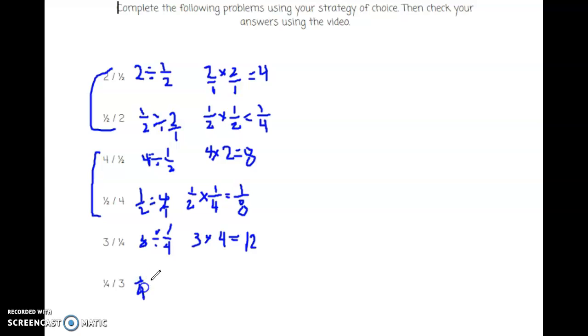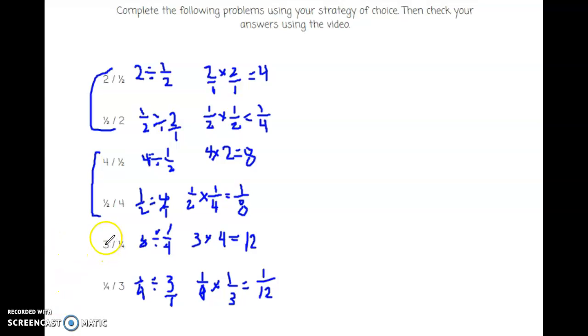1/4 divided by 3. Keep the first number. Change the sign. And then 3 is the same as 3 over 1, so use its reciprocal, which would be 1 over 3. And then 1 times 1 is 1, and 4 times 3 is 12. 1/12.